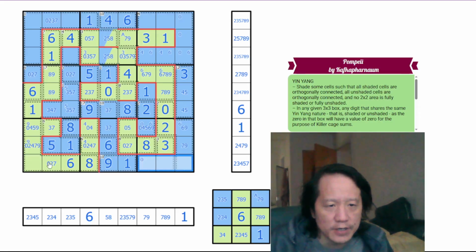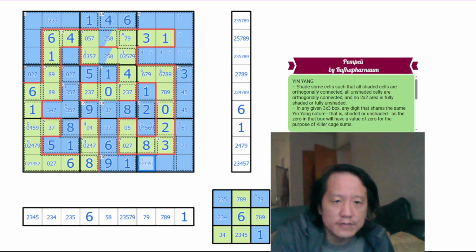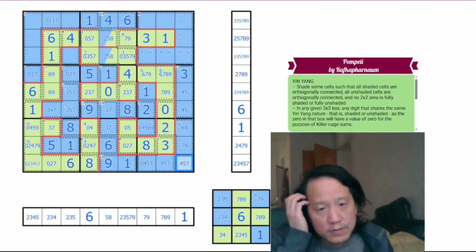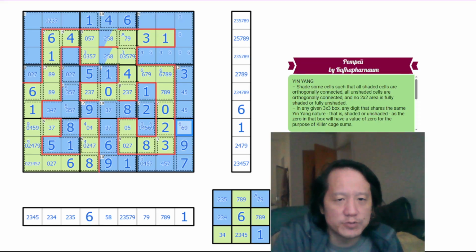Remaining digits in row 9: we have 0, 2, 3, 4, 5, 7. No 2, 3 here. No 0 here. So 4, 5, and 7 here. No 0, 1, 2, 3, 6, 8, or 9. Okay, this has to be 7. This can't be 0, 1, 2, 3, 4, 5, 6, 8, or 9. So this has to be 7 here, which makes this 9, which makes that 6.